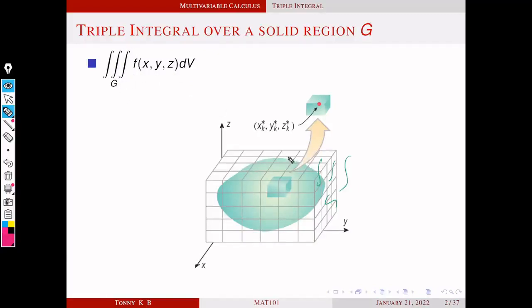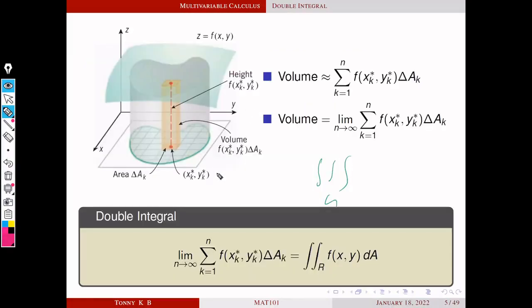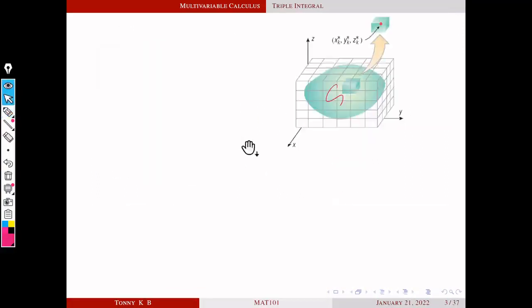Suppose we consider this green solid. Suppose we consider a solid like this. So we are going to define triple integral over G f of x, y, z dv. Then how to define this triple integral analogous to our double integral and one dimensional integration? In our two-dimensional integration, that means in double integration, what is the procedure? We subdivide the region into small rectangles. Instead of small rectangles, here we divide the solid G into small cuboids.